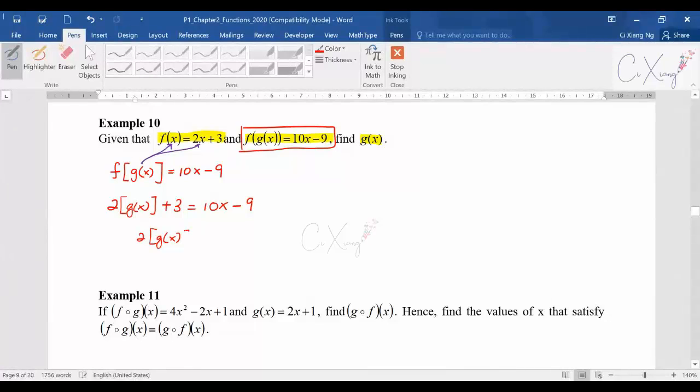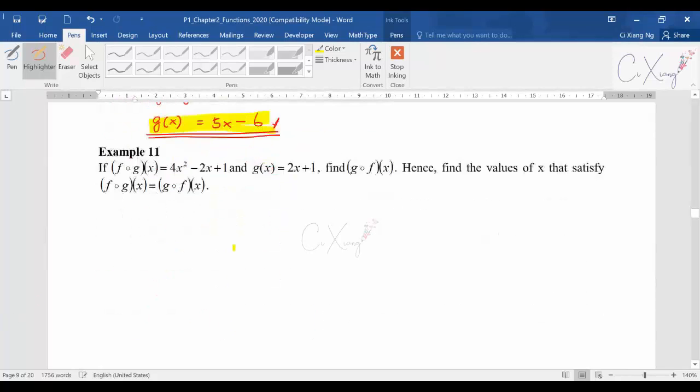Okay, so you move the 2 over, then you have 10x minus 12. And then if you move the 2 over again, then you're having 5x minus 6. So your g(x) is actually 5x minus 6. Okay, so I believe that you tried this question before. Maybe it's been a long time since you tried it, so you forgot the method. But this is again another important question that you should know. Alright, then next one, example 11.